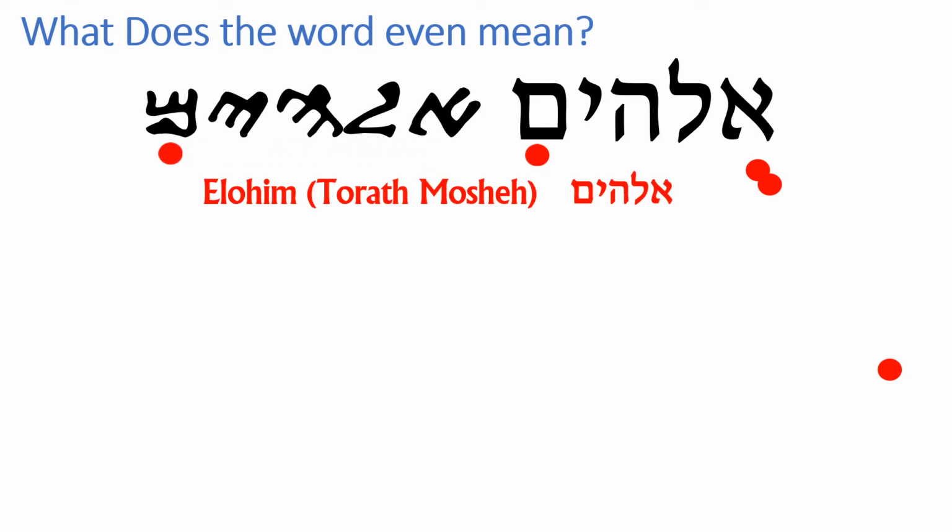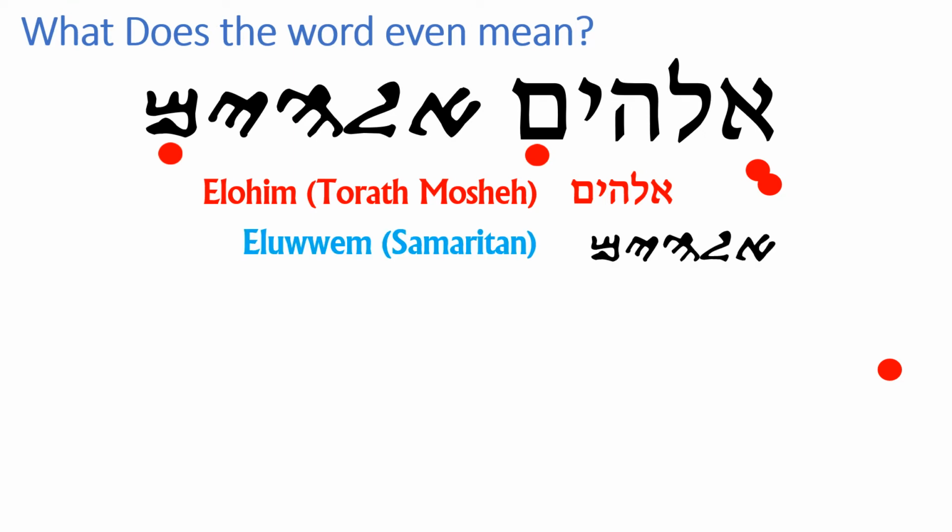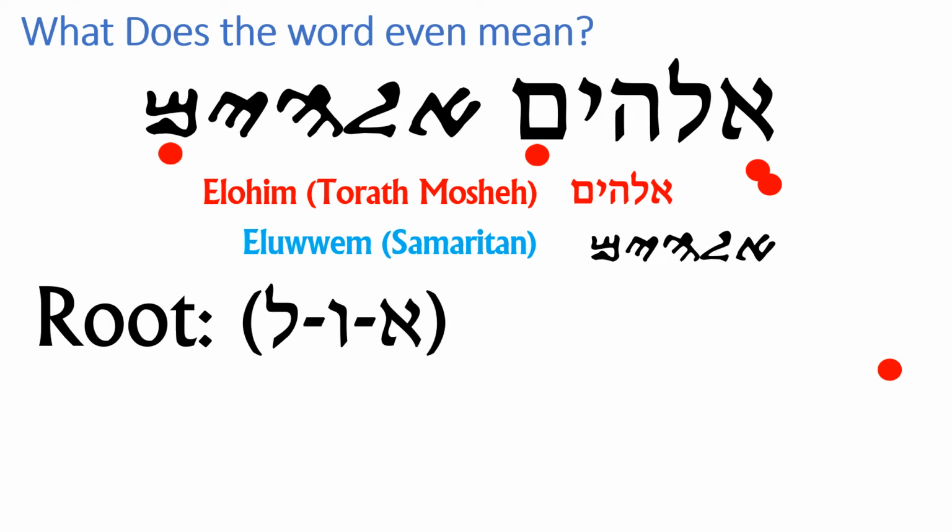So why is this important? We're trying to understand exactly how we're pronouncing things. First of all, like I said before, in the Torah Moshe text, it's Elohim, and then the Samaritan's Elohim. The important thing to remember here is that Hebrew works upon three-letter roots. The way you form words in ancient Hebrew is by having three-letter roots that form the verbs and some of the nouns. So the basic root of Elohim is Aleph, Vav, Lamed in ancient Hebrew, again from right to left, Aleph, Wav, Lamed.